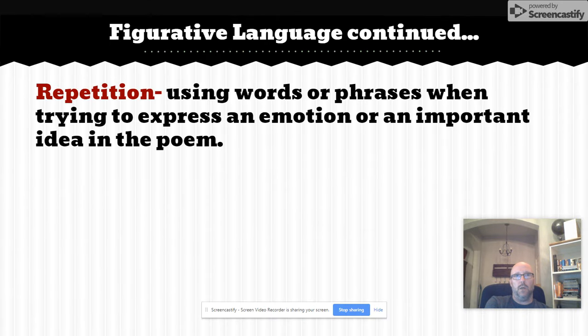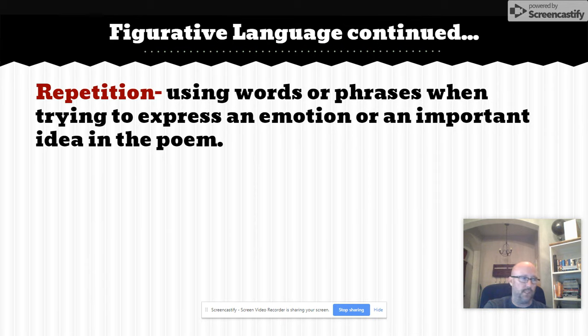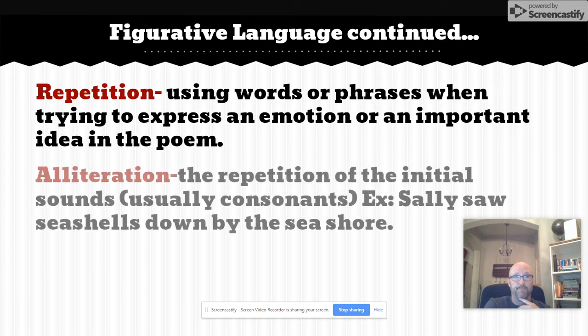Next one, repetition. Seriously? Seriously? If I said that to you, or you said that to me, or you said it to your friends, you would know that you were kind of taken aback by whatever somebody just said or did. It really tries to express the point that they're talking about. You see it a lot in poems, but you do see it in stories as well.